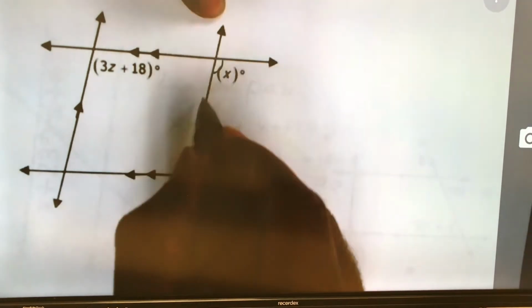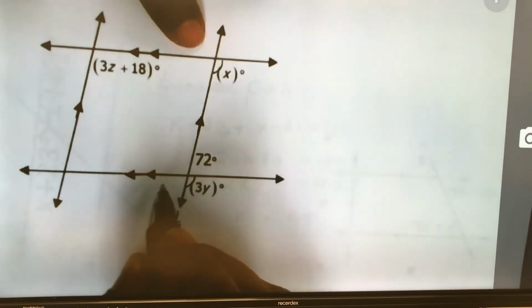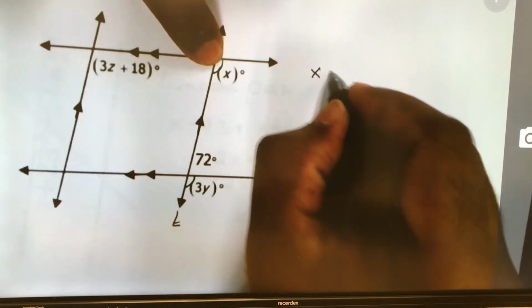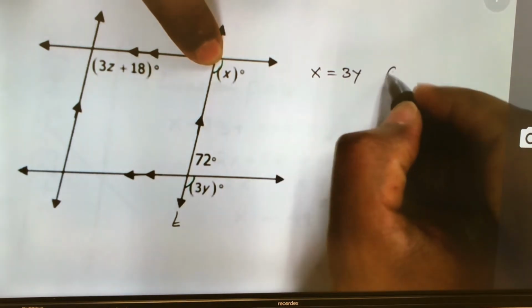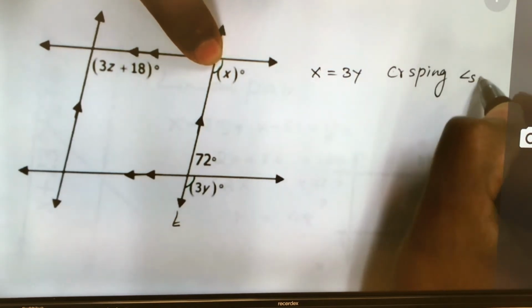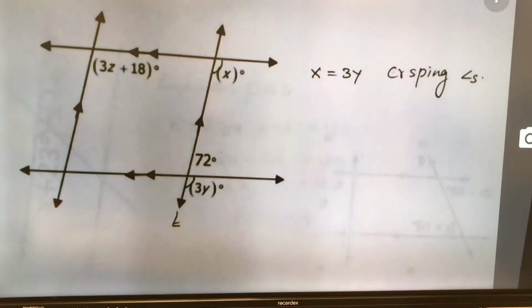So they are common for both angles, and this is the parallel line. So they are in the same location. So I can write x is equal to 3y because they are corresponding angles. So they are congruent. But I cannot use that equation to solve for x or y because they are two different variables and I don't know any of the variables' values. So I have to look for another way to solve it.